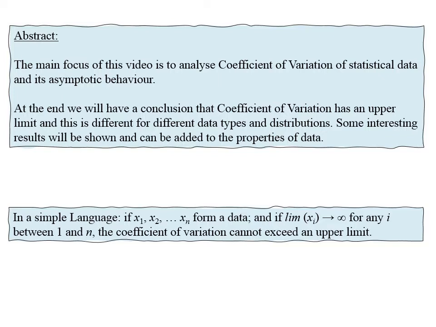In a simple way, if you have got, let us say, a raw data, because this idea can be understood through a very simple data, and then if the limit of an x, or a value in x, approaches infinity, then the coefficient of variation, which we will show, cannot exceed a certain upper limit.